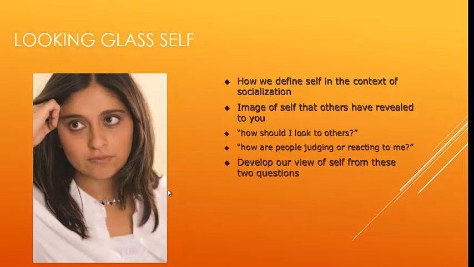There's a couple of questions that I put in here. One is the expectation of how I should look to others. And we do think about that: what are the social expectations of how I should appear? The second question is, how are people judging or reacting to me? Again, what's going on around you? What are other people saying verbally or non-verbally about who you are? This is how we develop a view of self from the socialized context.